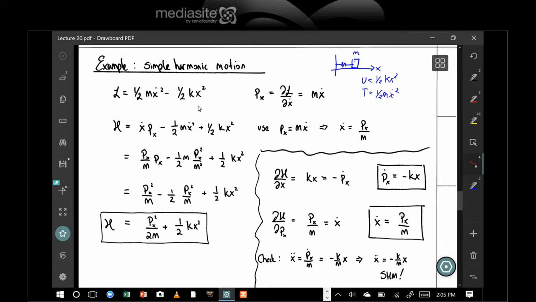Okay, so now I wrote the Lagrangian. That's pretty easy. I'm going to define a generalized momentum, p sub x, the linear momentum in the x direction: partial L with respect to x dot. That's mass times velocity.